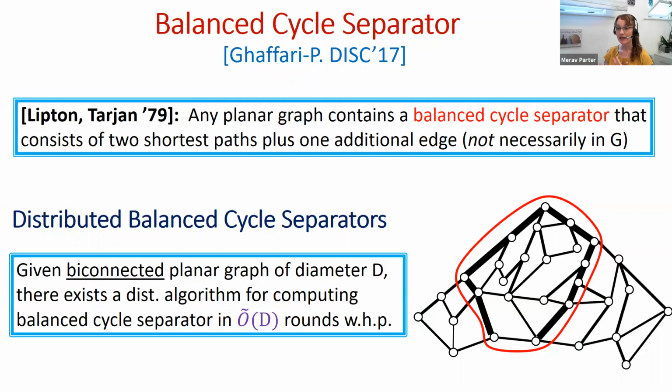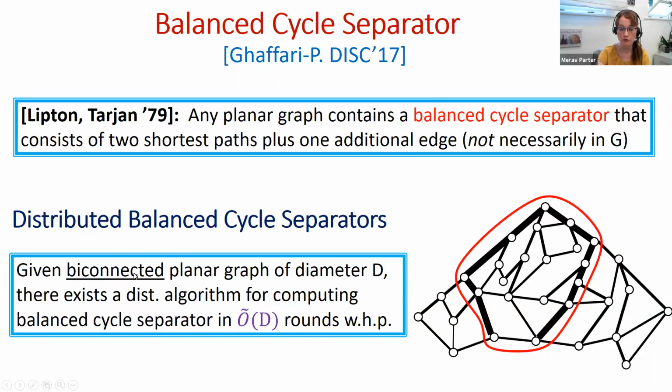Okay, and the size of this separator is only order of D because it is made of two shortest paths plus one edge, so it has a size which is linear in the diameter of the graph. In a work with Mosen a few years ago, we presented a distributed algorithm for computing this balanced cycle separator in roughly nearly optimal time of O(D) rounds with high probability.